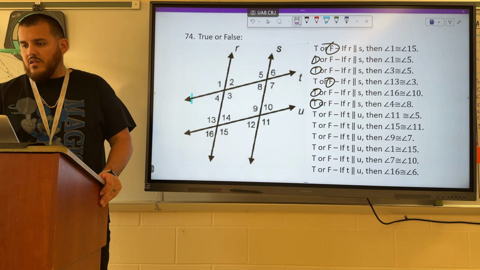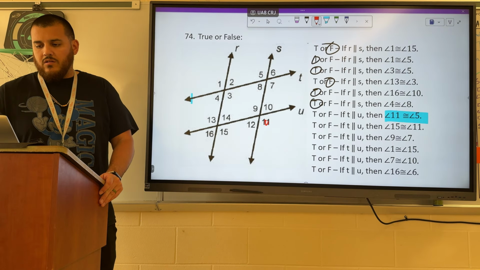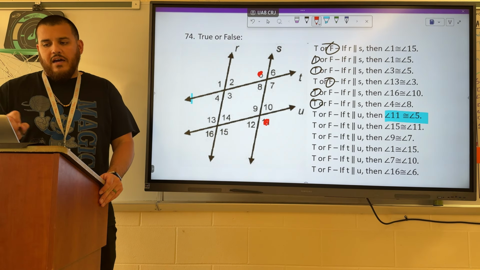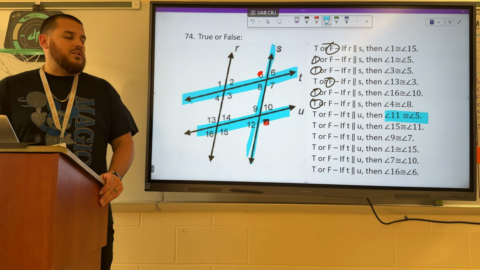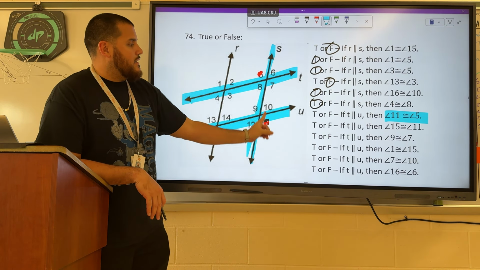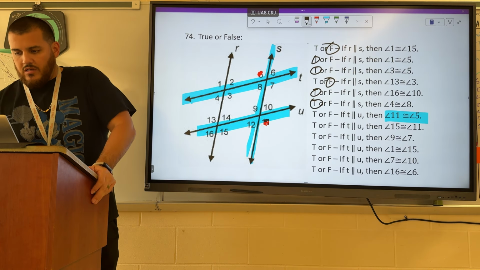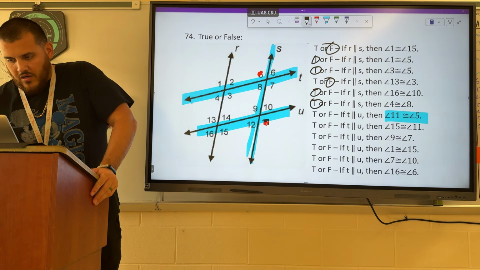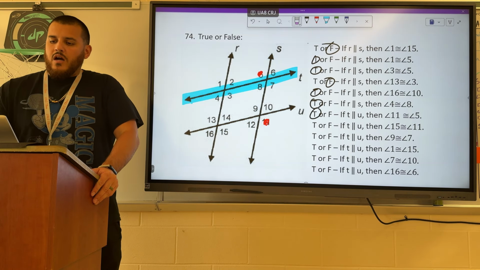If T is parallel to U, then angle 11 is congruent to angle 5. Well, here's angle 11. Here is angle 5. Those are created at the intersection of T and S and U and S. So we do have the correct lines involved here. If these are parallel, we get this angle pair of alternate exterior angles, which are indeed congruent to each other on parallel lines. So this one is true. Circled the wrong one there, my bad. On to our next one.